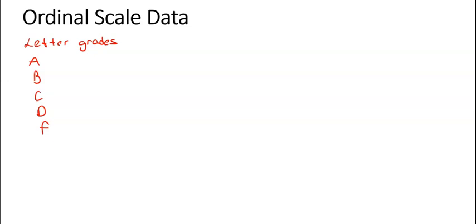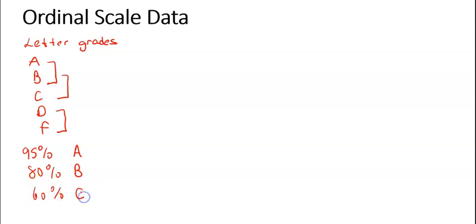For example, the difference between the grade A and B is not the same as the difference between B and C or D and F. So let's say one student gets 95% and gets a grade A, one student gets 80% and gets grade B, and another student gets 60% and gets grade C. The difference between A and B is 15 marks, but the difference between B and C is 20. Here is 15, here is 20. So the differences are not the same.